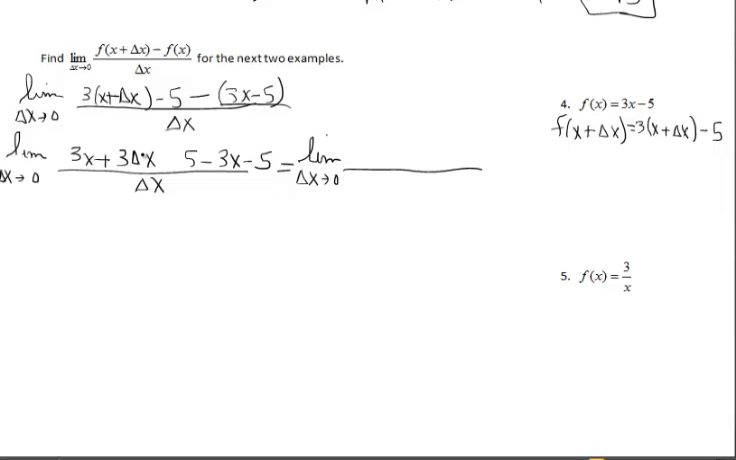Cleaning up the numerator, I think this is supposed to be a minus. Cleaning up the numerator, you see that you can cancel your linear terms. You can cancel, oh, I need to change the sign, my bad. Okay, you can cancel the constant terms, and you're left with 3 delta x over a delta x in the denominator.